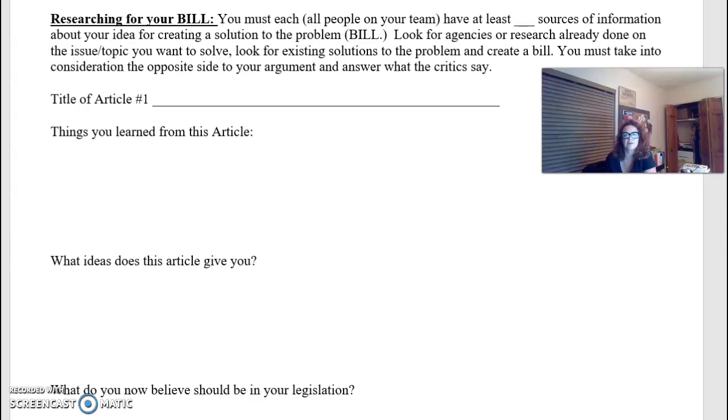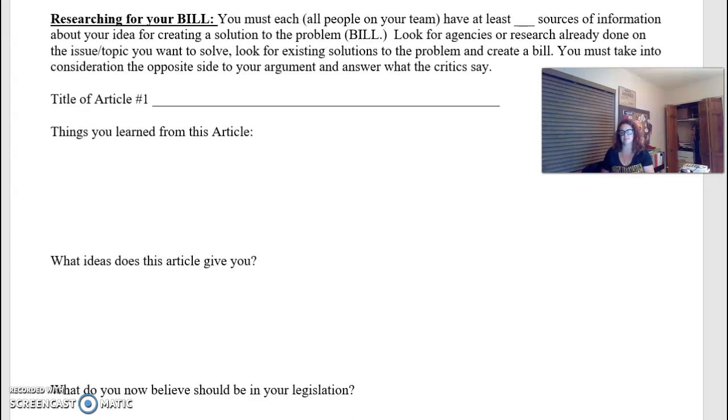Remember, researching your bill is to solve the problem, not just identify the problem. So the questions on this form are all about how is this going to help you solve your problem? How is this going to help you determine what you want in your bill? Okay.